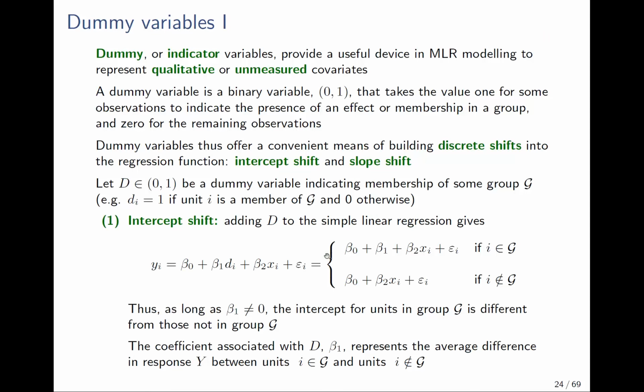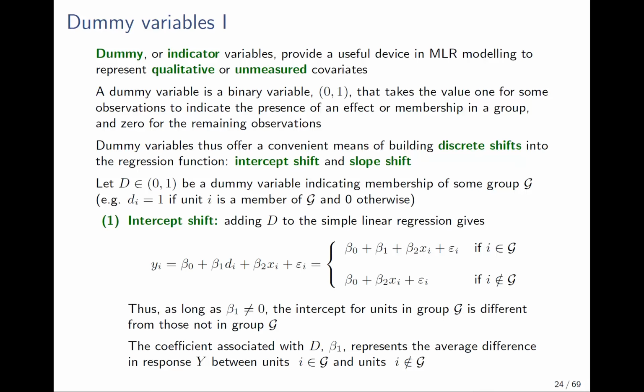Okay, so that's the idea of interaction variables. They simply mean that, as I said previously, the effect of a variable on the response can depend on other variables. We're now going to look at dummy variables, also called indicator variables, which are a useful device in multiple linear regression modeling for representing qualitative or unmeasured covariates.